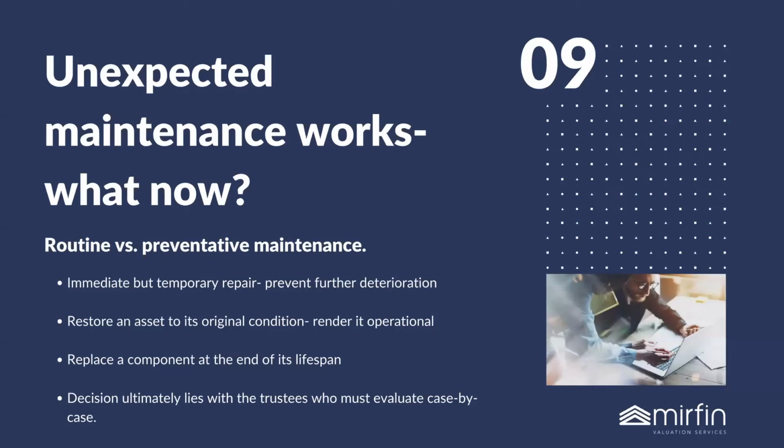But what happens when you have unexpected maintenance work? What happens regularly in body corporate schemes is that there's a budget, and as detailed as you want to make that budget, there's always going to be something that jumps out that you haven't prepared for. So what happens when you have unexpected maintenance work? What do you do? You either have routine versus preventative maintenance.